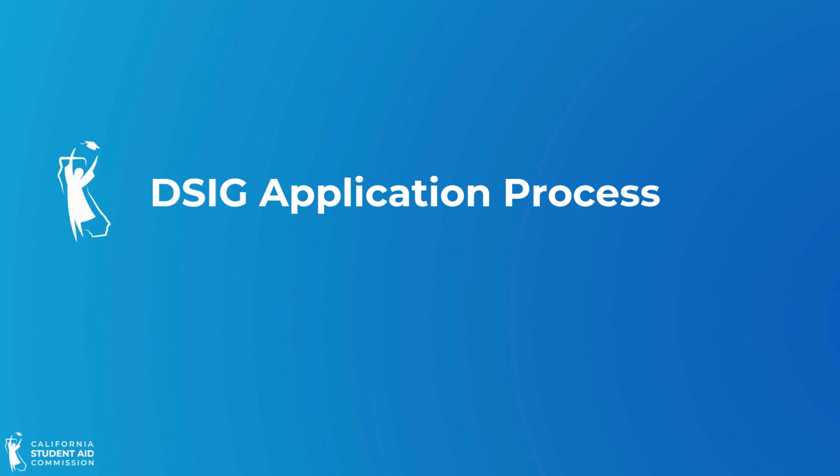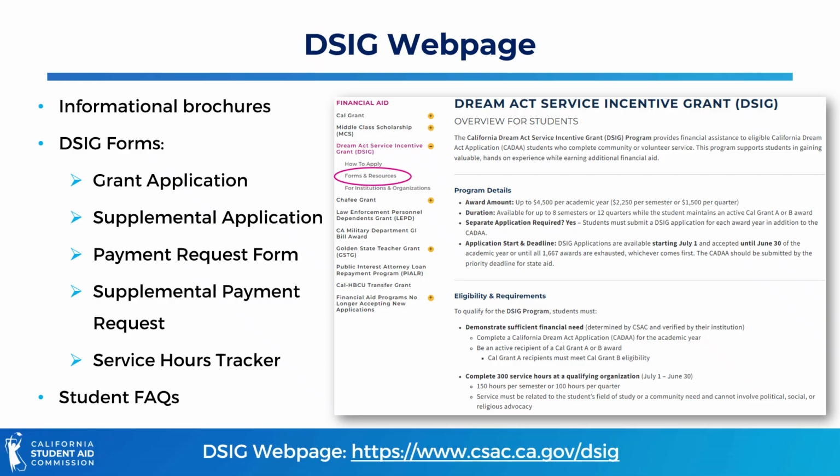Next, let's talk about the DSIG application process. All student forms needed for the DSIG program are available on the CSAC website. On the link provided at the bottom of the slide, students can find informational brochures, DSIG forms such as the grant application, supplemental application if volunteering at more than one organization, the payment request form, supplemental payment request if requesting payment from more than one organization, and the service hours tracker. Students can also find an FAQ specifically catered to students.